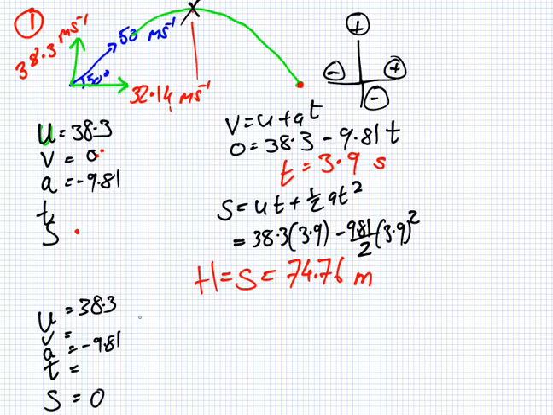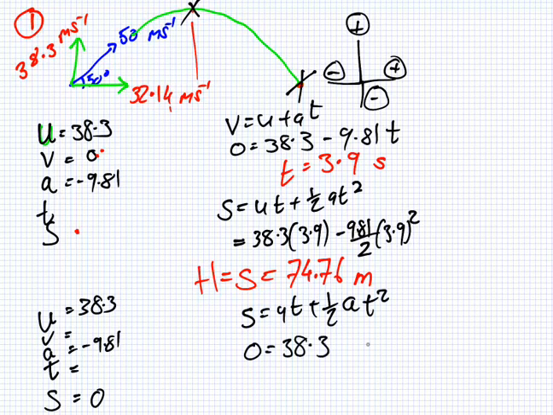Okay, can I do the next part of this? Mm-hmm. So for the next part, UVATS. Right, so the U is 38.3, the V we don't know, A is minus 9.81, T we don't know, and S is 0. That's for this part now, to here.